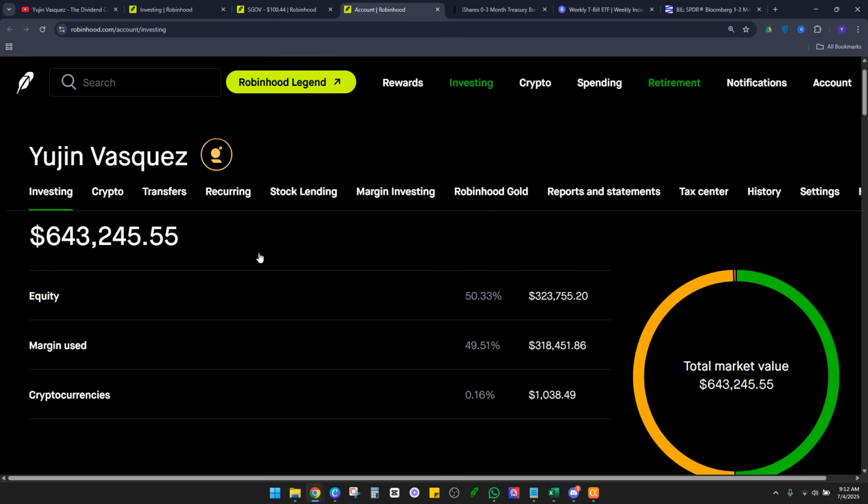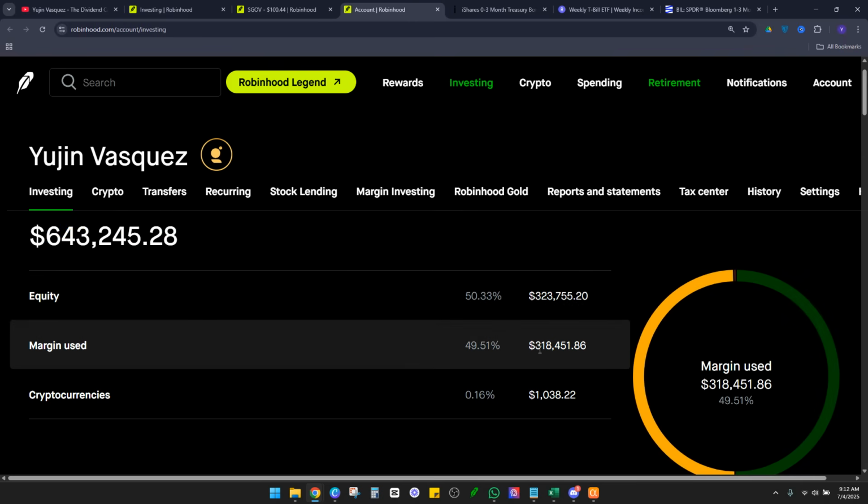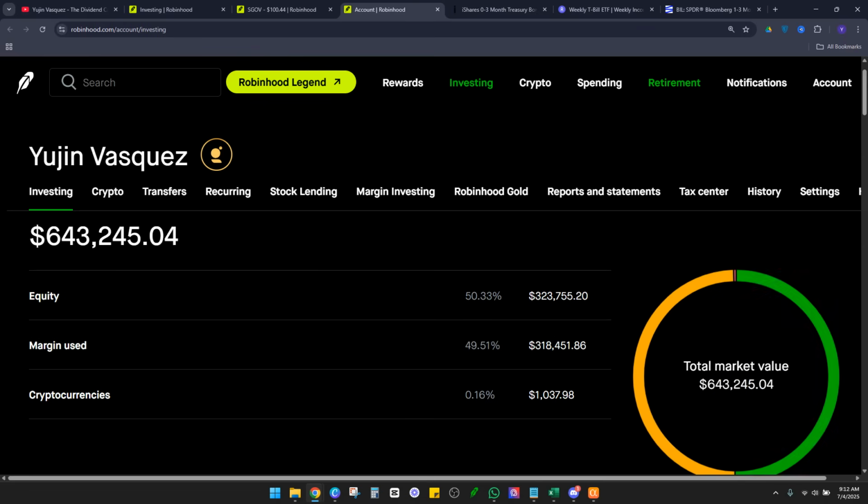So this is the portfolio capital stack, if you will. All right, I have $643,000 in this portfolio, or the portfolio value, but $318,000 of that is in margin. So this is a very high risk portfolio. So I always have to consider this, especially when I'm looking at the future, or looking at risks, or doing some type of risk management on this portfolio. So let's talk about it.